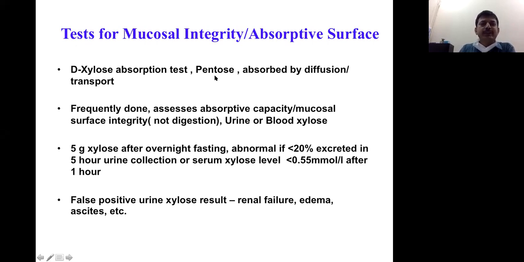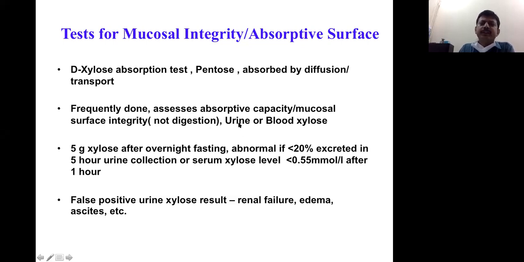Now D-xylose is a pentose. It doesn't have to be digested any further. It just has to be absorbed, and it is absorbed both by diffusion as well as transport. So this is a test which we frequently do. And as I told you, it just looks at the integrity of the surface, it doesn't look at digestion. The xylose test can be done in both urine and blood.